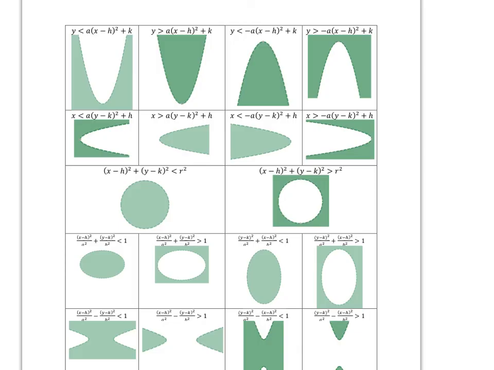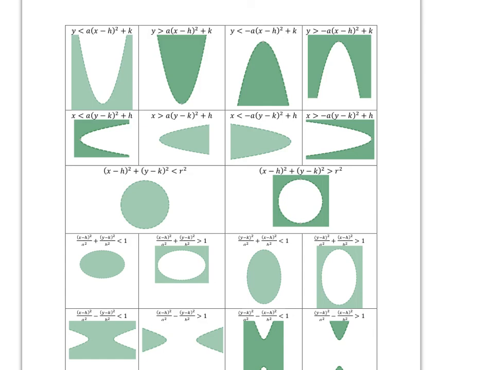The back of the notes is just a guide to help you figure out where to shade. First thing I want to mention, notice on the back everything is a dashed line, and that's because all of the inequalities have either a less than or a greater than. If your problem has a less than or equal to or a greater than or equal to, you're going to make solid lines like we did in the examples in the notes.